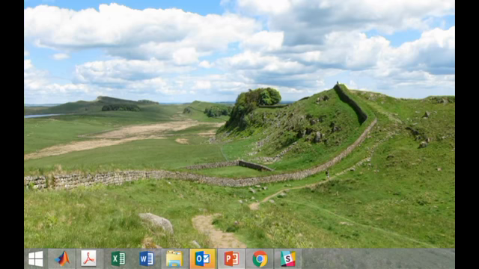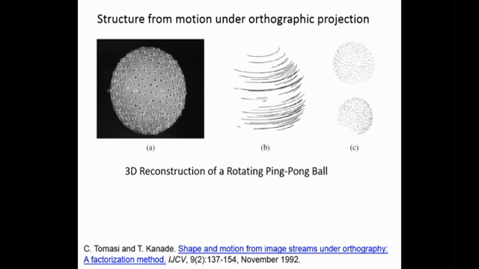Okay, so the other method I'm going to tell you about is called affine structure from motion, or structure from motion under orthographic projection. It's a cute idea. Now you have a different model for your camera. You're assuming that you're far away from the object, so you can think of it as depth not affecting its appearance.